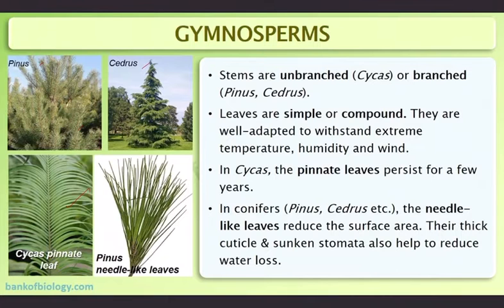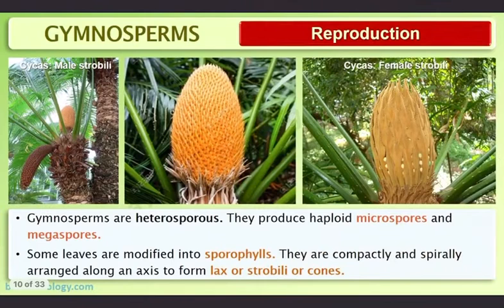But in this, sunken stomata will be there. There is a change in the shape of the stomata. So presence of needle shaped leaves, presence of cuticle on the surface of the leaf, and presence of sunken stomata greatly reduce water loss. So this is the greatest adaptation that gymnosperms undergo.